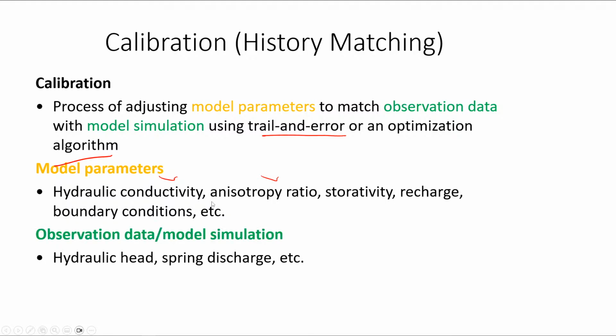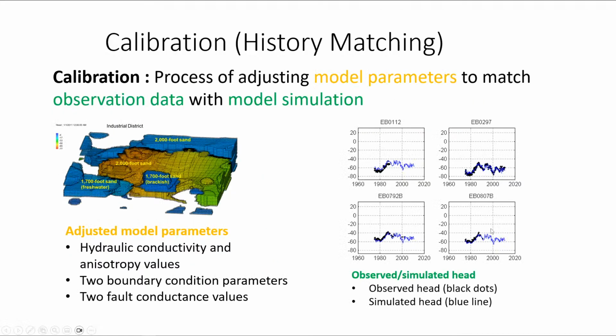What is the observation data that my model will try to simulate? For a flow model, it could try to simulate hydraulic head, spring discharge, submarine groundwater discharge. So I could measure the spring discharge in the field, and then I will see whether my model is reproducing the same amount of spring discharge, yes or no.